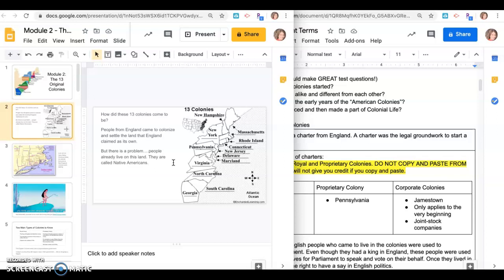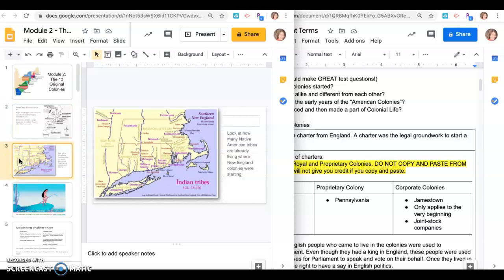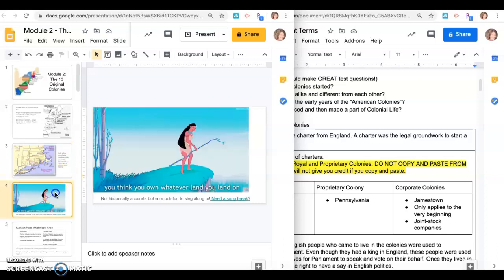It's like someone coming over and knocking on the door to your house and saying, I live here now. No, you don't. I lived here first. It's going to be a little bit of an issue. Here's a map I just want to show you. Look at how many Native American tribes were already living in New England when the colonists, like the Puritans and the Pilgrims, started to come over. Everything that you see here in purple is the name of a Native American tribe that was established and living in that area when English colonists were setting up Plymouth Rock and Massachusetts Bay.